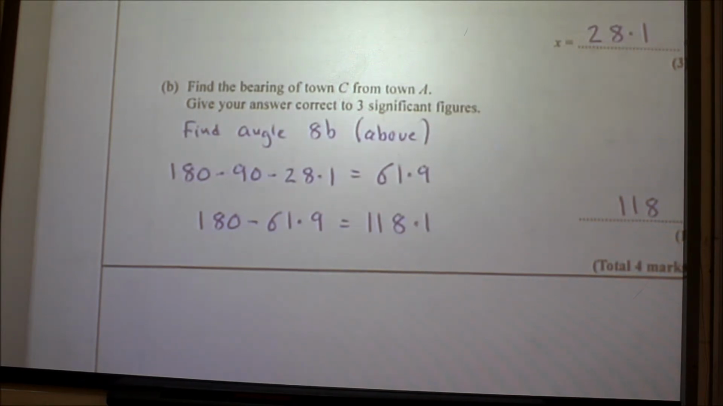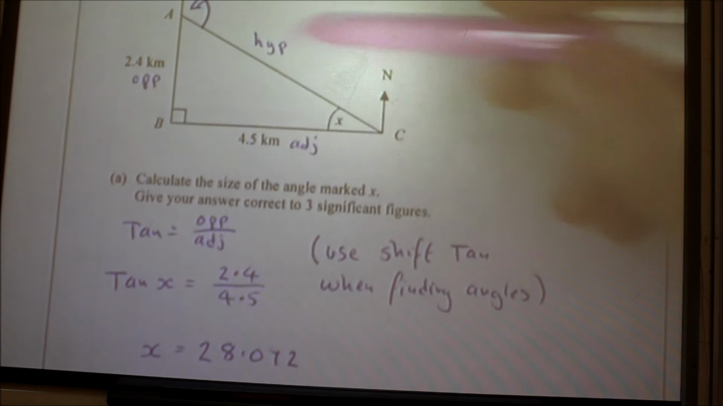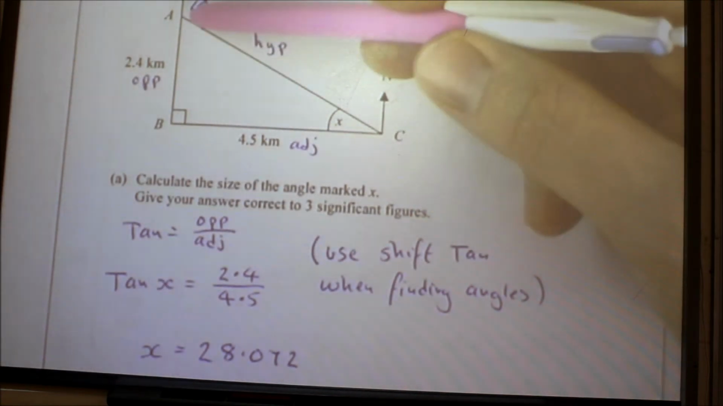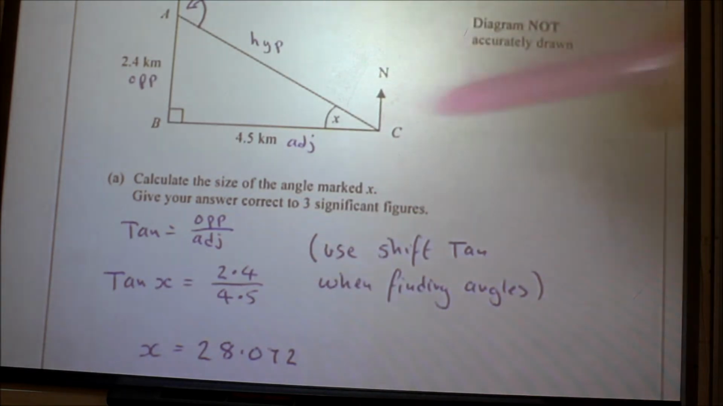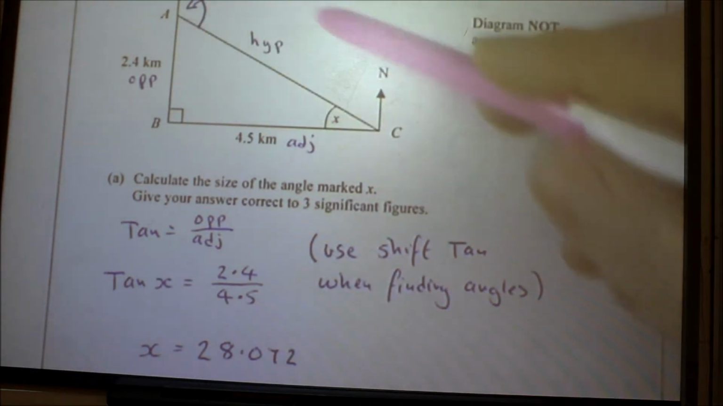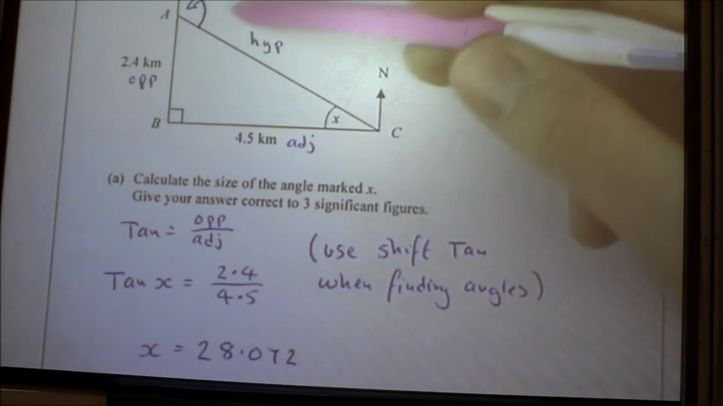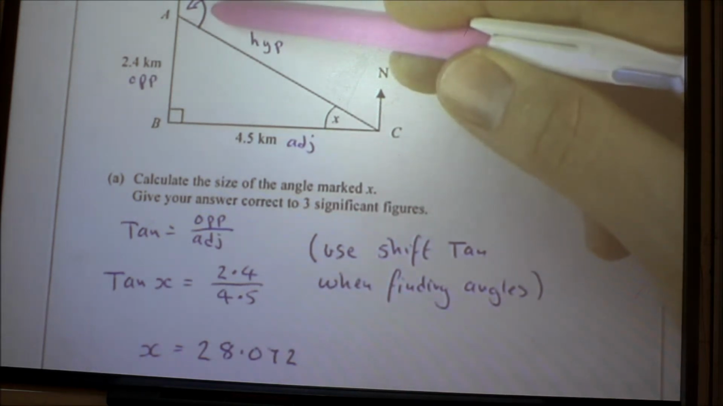The next question, find the bearing of town C from town A. So we're starting from town A, and we're going down that way because it says from town A. So we want to know that angle in there.